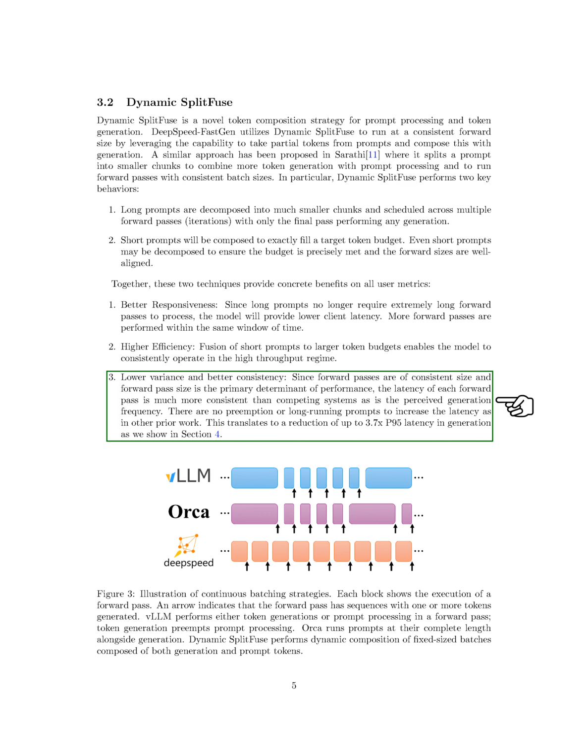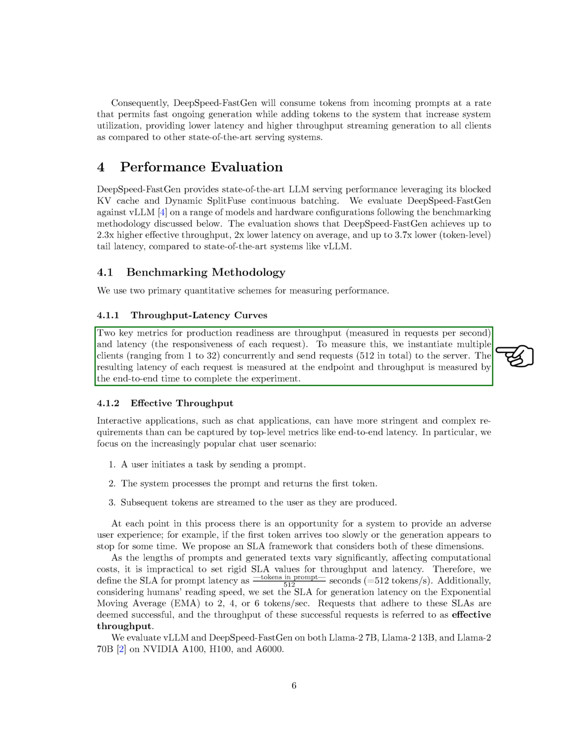For our benchmarking methodology, we use two main quantitative schemes to measure performance. We look at throughput latency curves, which are key metrics for production readiness. To measure these, we create multiple clients, from 1 to 32, concurrently and send requests to the server. We then measure the resulting latency of each request at the endpoint and the throughput by the total time taken to complete the experiment.